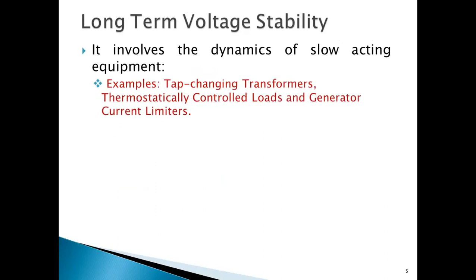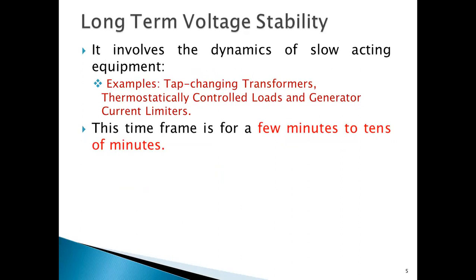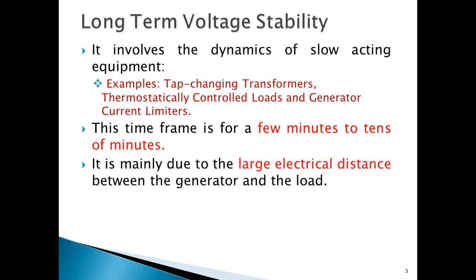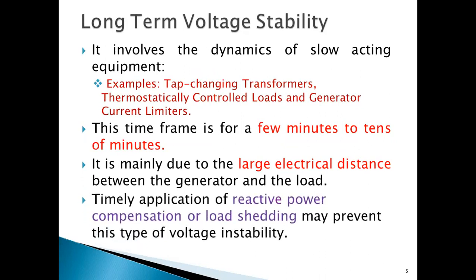Next, we will move on to the definition of long-term voltage stability. Long-term voltage stability involves the dynamics of slow-acting equipment. Examples are tap-changing transformers, thermostatically controlled loads, and generator current limiters. This time frame is a few minutes to tens of minutes. It is mainly due to the large electrical distance between the generator and the load. Timely application of reactive power compensation or load shedding may prevent this type of voltage instability. I hope you are able to understand the definitions of short-term as well as long-term voltage stability.